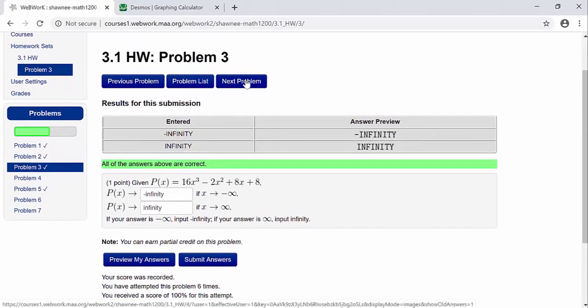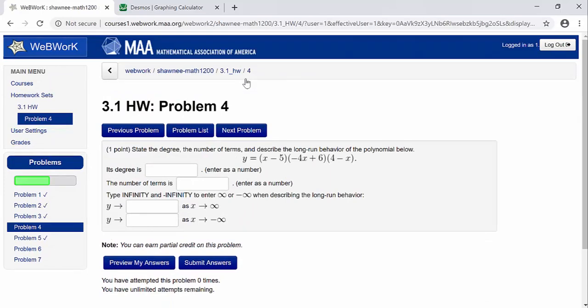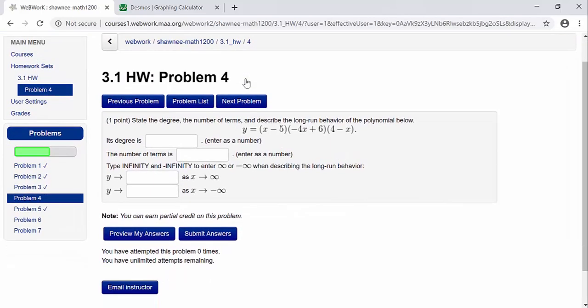Let's go to the next problem. In problem 4, we have to state the degree, the number of terms, and describe the end behavior. This polynomial function is written in factored form. So to find the number of terms and the degree and the end behavior, we're going to multiply out this whole expression.